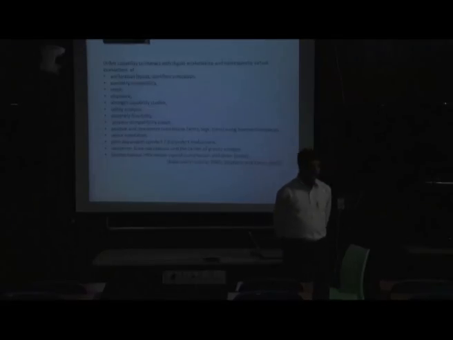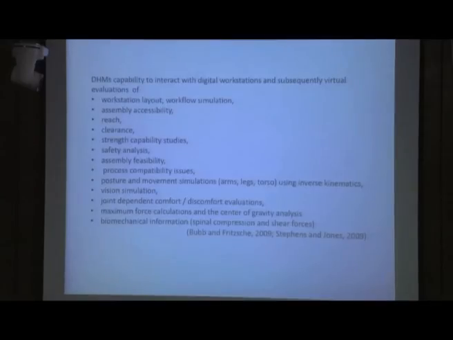others like process compatibility issues, posture and movement simulation for various body parts movement, then inverse kinematic, forward kinematic, different types of kinematics for posture, giving the appropriate working posture or simulating various types of tasks, then vision simulation, then comfort analysis based on single body joint or multiple body joint, then maximum force calculation and center of gravity analysis, biomechanical information, spinal compression. So they mention all these types of analysis we can perform with the help of digital human modeling software, and that's why digital human modeling softwares are very much essential for proactive ergonomic evaluation of various types of product and facility in production engineering or manufacturing sector or in production plants.